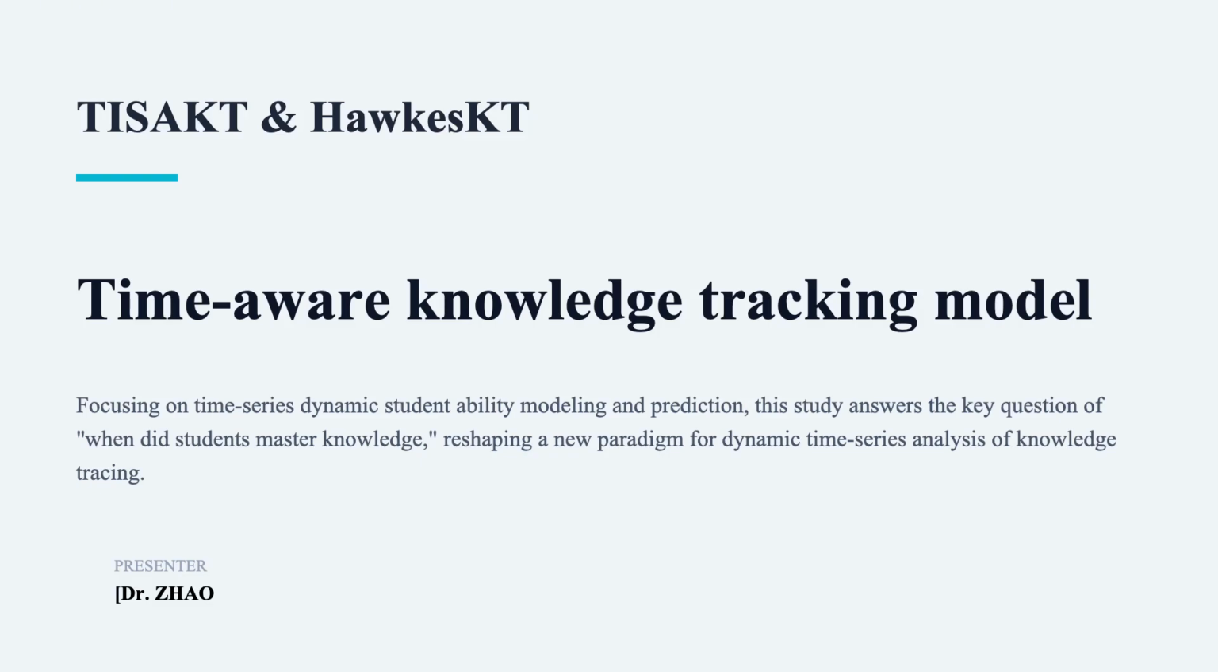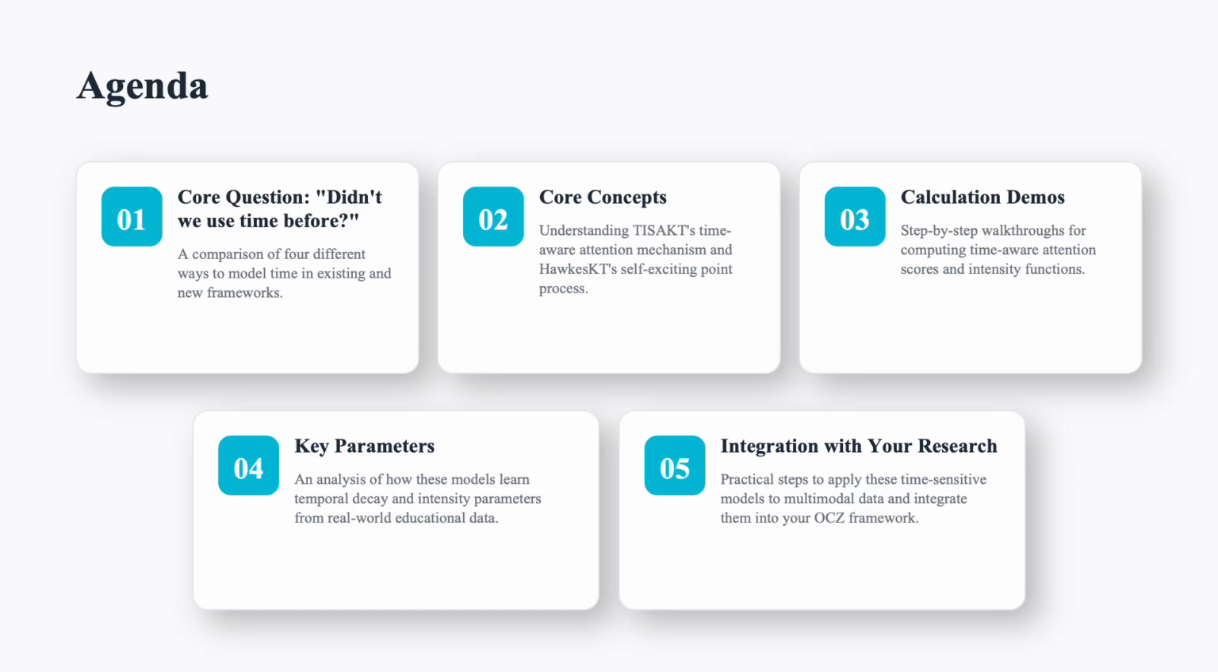Today, we're focusing on a critical aspect of learning that many models overlook: time. We'll explore TISAKT and HawkesKT, two models that don't just ask what a student did, but also when they did it. These models treat learning as a dynamic sequence of events, making them incredibly powerful for understanding and predicting student behavior. Let's dive in.